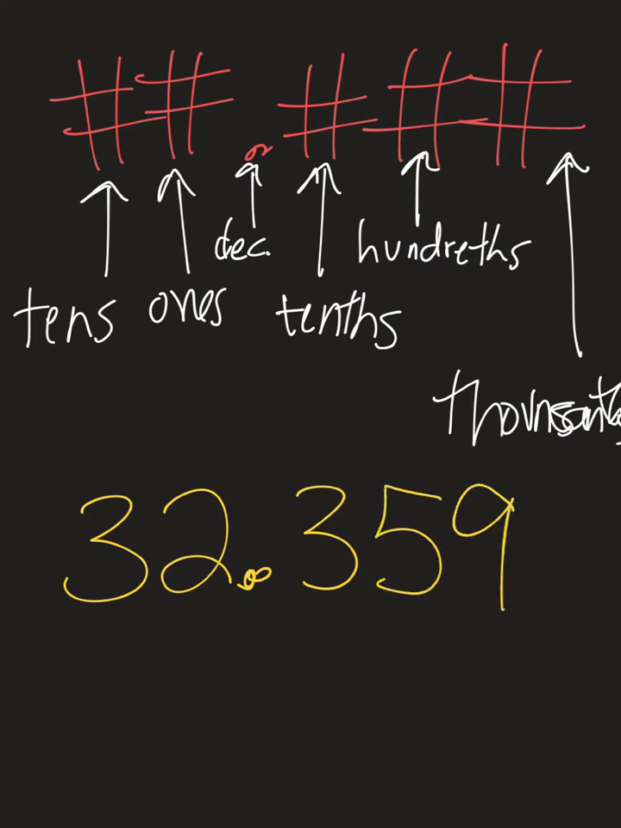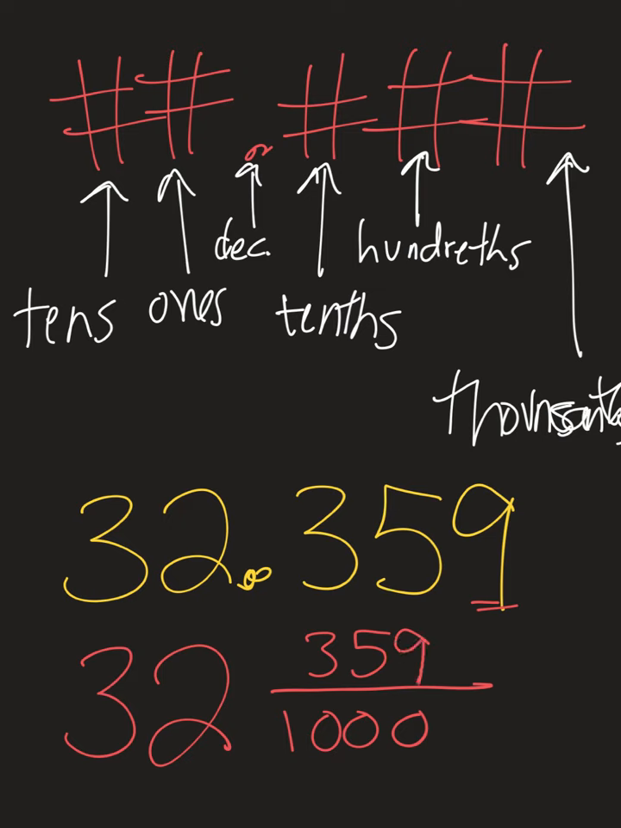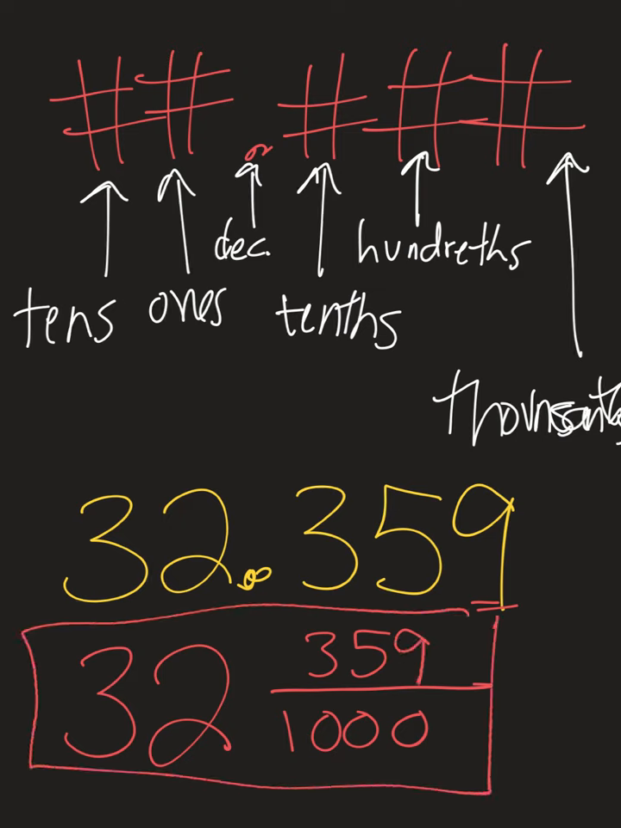We have 32 and 359 thousandths. So what I'm going to do is write 32 because it's a whole number, and then I have my fraction. Thousandths is my denominator because this is the third decimal place, and I have 359 as my numerator. This can't be simplified, so that would simply be my answer. Go give it a shot on your own.